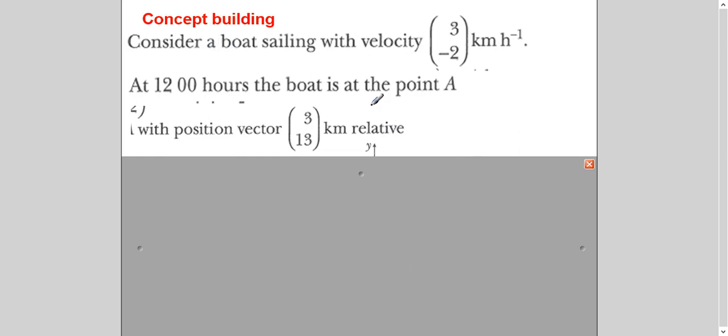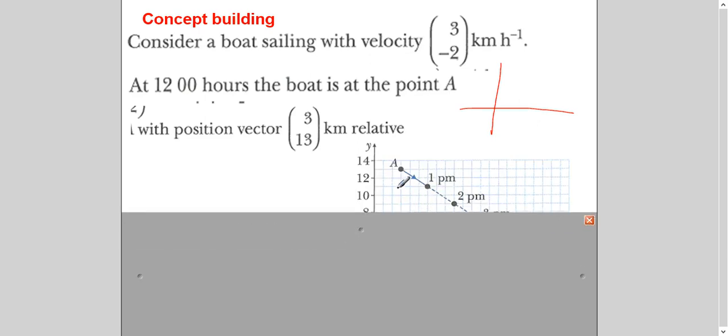Now, another important concept, and most of the examination questions revolve around this concept, including the previous one. Consider a boat sailing with this velocity. Kilometer per hour is given here, so this is a velocity vector. The position is given here, 3 and 13. So we will say here position, and it is going with this velocity. At 1200 hours, the boat is at point A. When something is moving at a certain time, definitely it is at a certain position. So at 1200 hour, the boat was at this position.